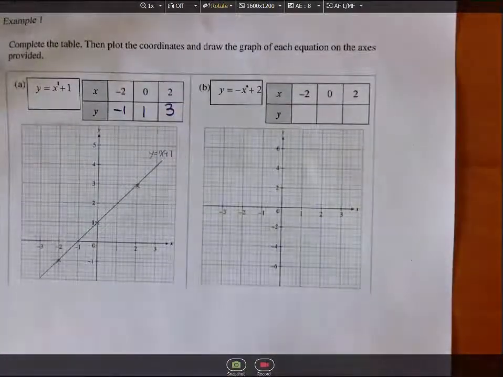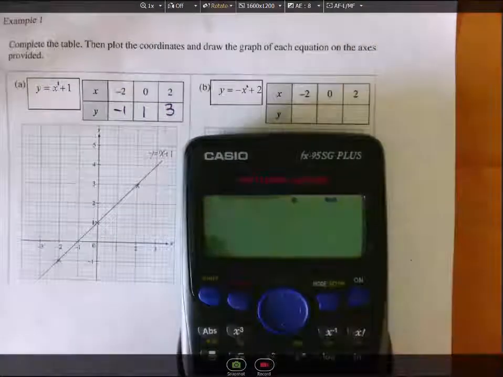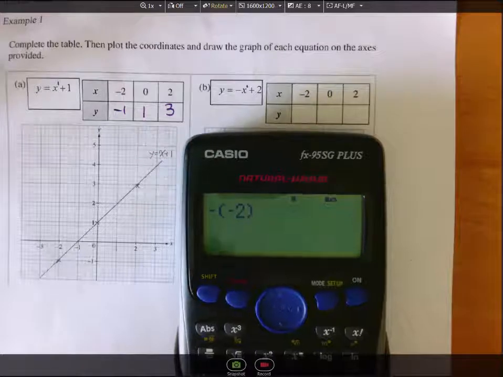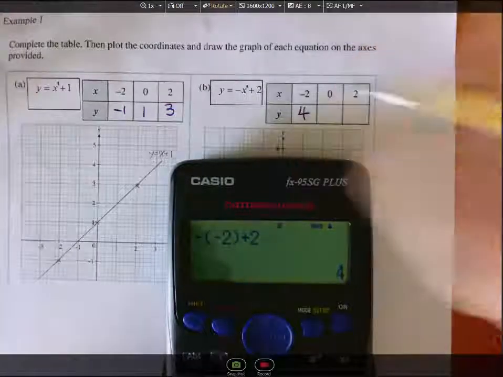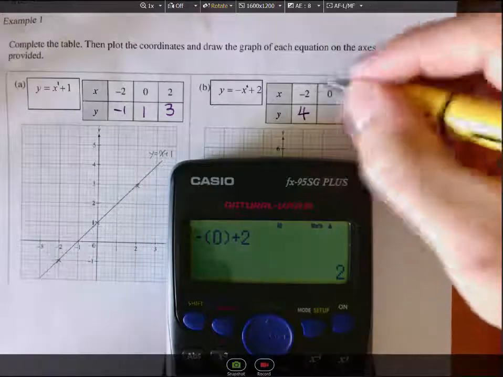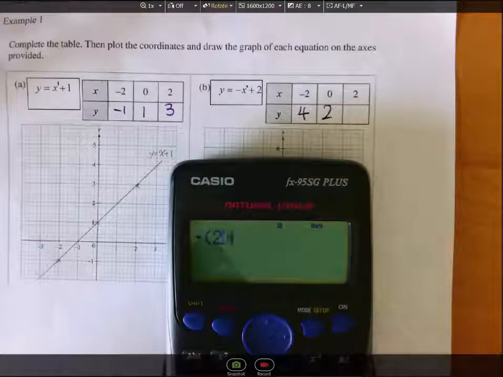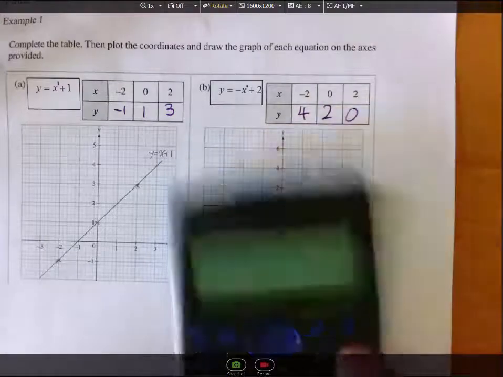So now for b, let's do the same thing as well. We just key in the values. When x is -2, we put the negative sign first, then bracket, -2 for the x, plus 2, y is 4. When x is 0, y is 2. And lastly, when x is 2, y is 0. We have the 3 points already.